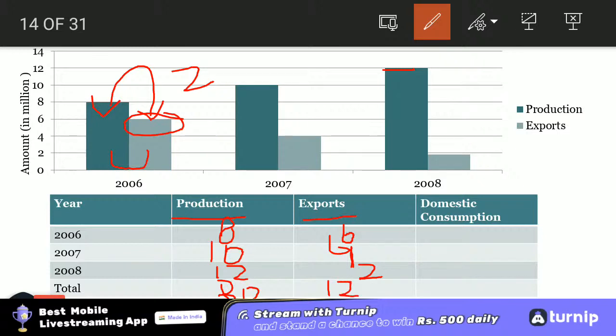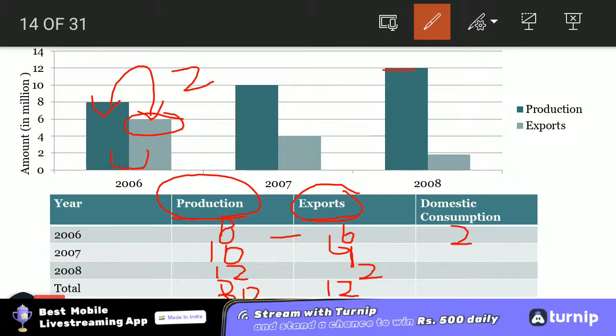If I talk about the domestic consumption, in the case of domestic consumption it was 2. How am I getting the domestic consumption? See students, I'll be subtracting the export from the total production. Whatever is left over, that is the domestic consumption which the country's people are using. So basically, how do we calculate the domestic consumption?